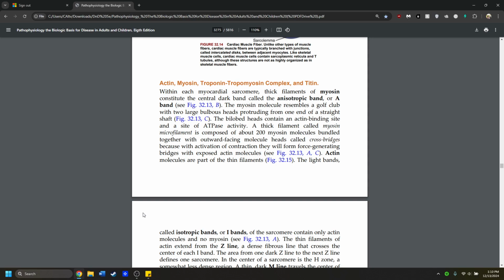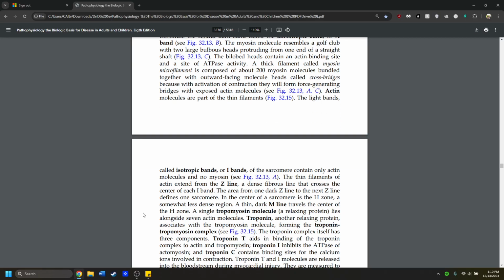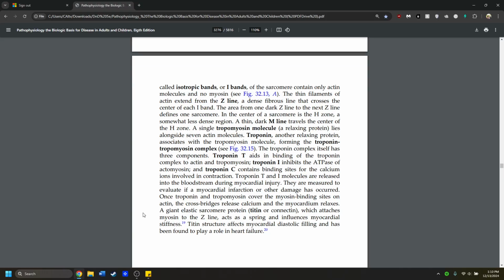Actin molecules are part of the thin filaments, the light bands called isotropic bands, or I bands, of the sarcomere, containing only actin molecules and no myosin. The thin filaments of actin extend from the Z-line, a dense fibrous line that crosses the center of each I band. The area from one dark Z line to the next Z line defines one sarcomere. In the center of a sarcomere is the H zone, a somewhat less dense region. A thin dark M line travels the center of the H zone.